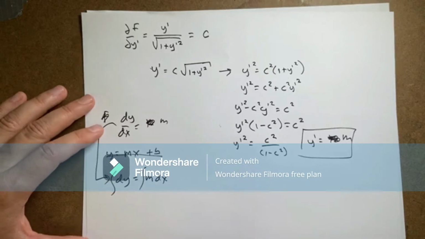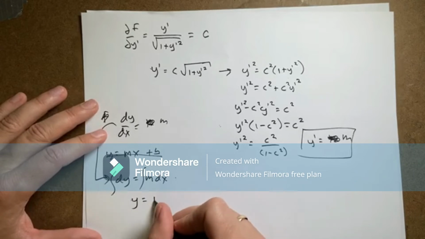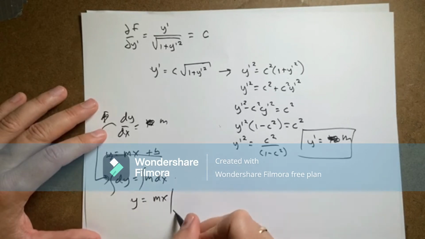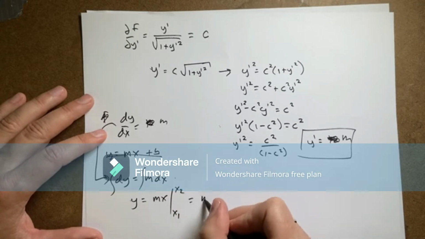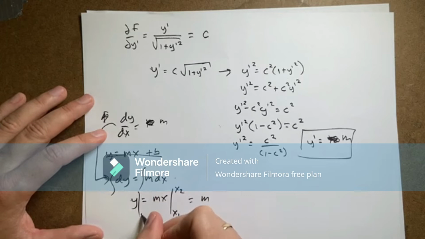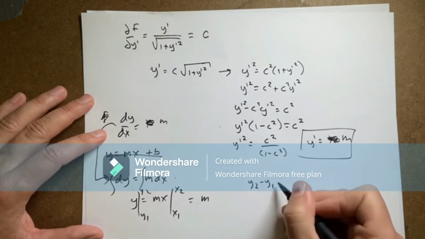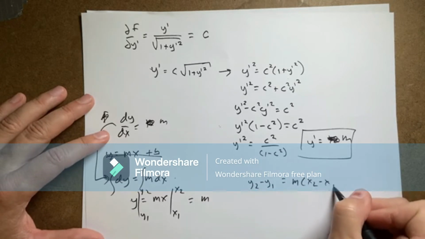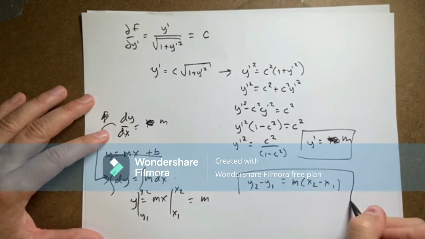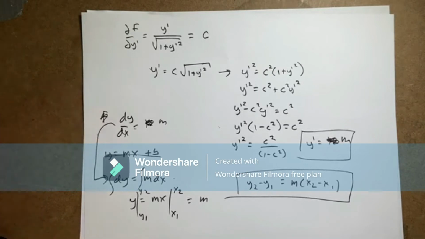I integrate both sides, and I get y equals mx from x1 to x2. So that's going to be m, and this is from y1 to y2. So I get y2 minus y1 equals m times (x2 minus x1). And that's my function, which is a line. The end.